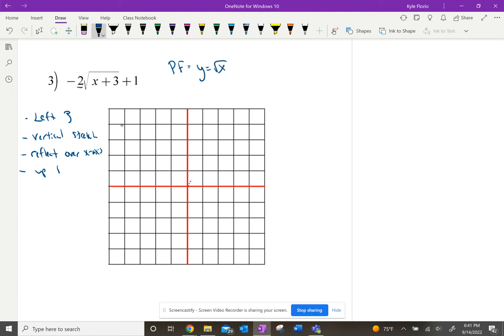So the square root function looks like this. We're going to go left 3, 1, 2, 3. We're going to scale it up. I'm going to use a different color for this. It's going to be stretched higher. We're going to reflect over the x-axis, and now it's looking down. And then up 1. So my final product, I'm just going to go up 1. It's going to be something like this.